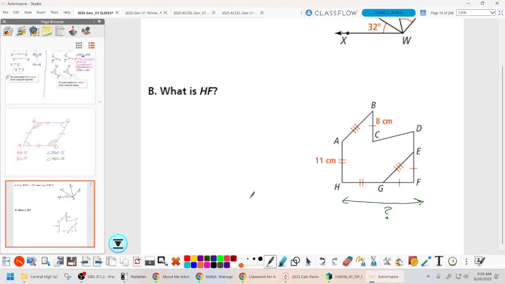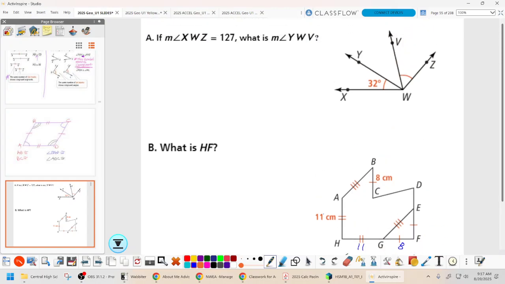Okay. All right, go ahead and say, everybody. Okay, good. We see double tick marks with an 11. That means that this double tick mark is also 11. It's equivalent or congruent. And then we see a single tick mark up here that's 8, which means that is 8. And so this is 19 in centimeters.